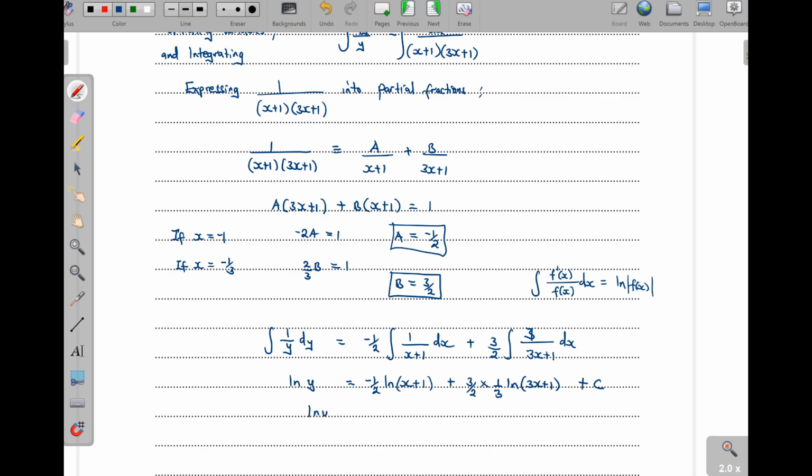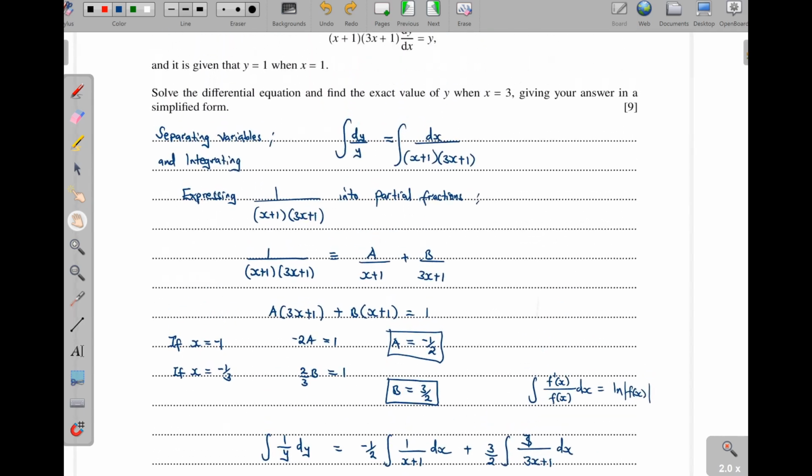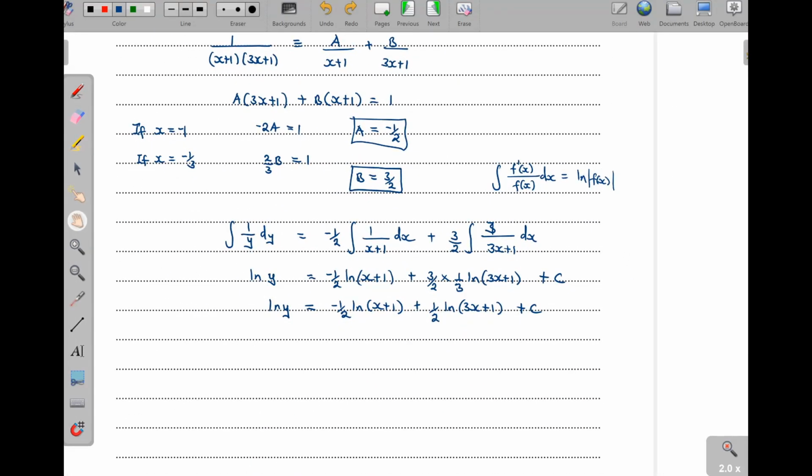So we shall have the natural log of y equal to negative a half natural log of x plus 1, then plus a half natural log of 3x plus 1. Now, what we have gotten here with this arbitrary constant is what we call the general solution of the differential equation. But when we get the value of c, we get what we call the particular solution. And we get that particular solution by using these values which we are given here: y is equal to 1, and x is equal to 1.